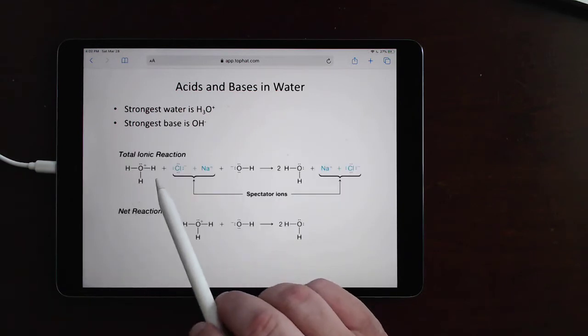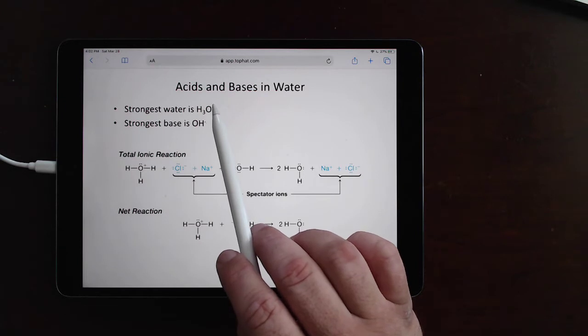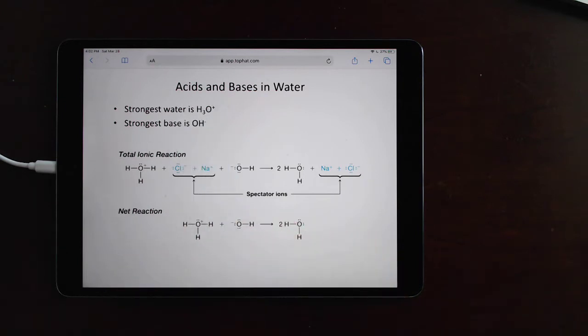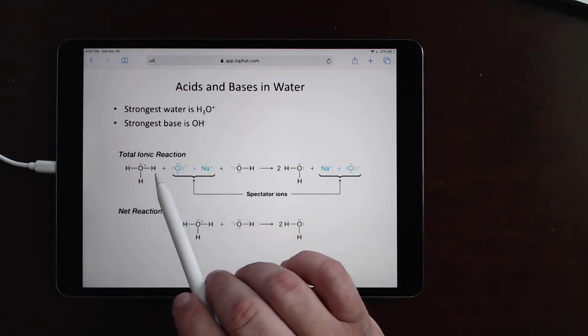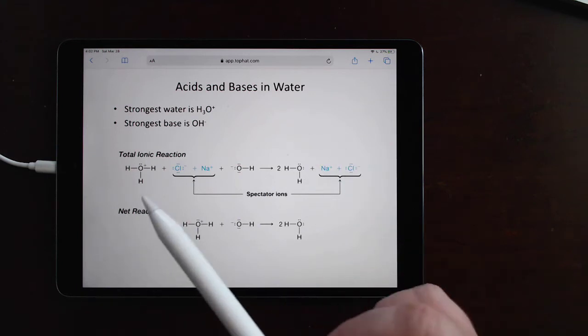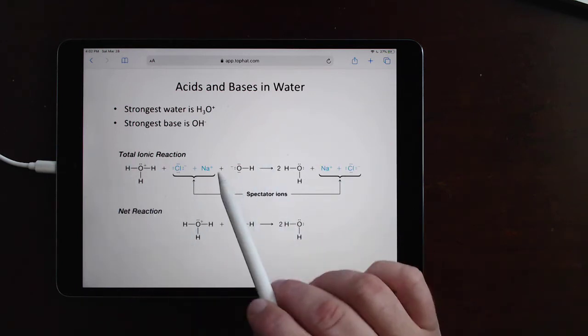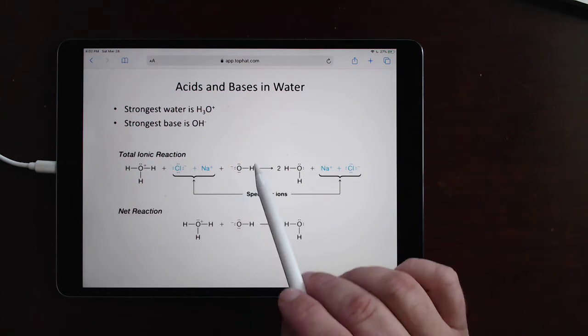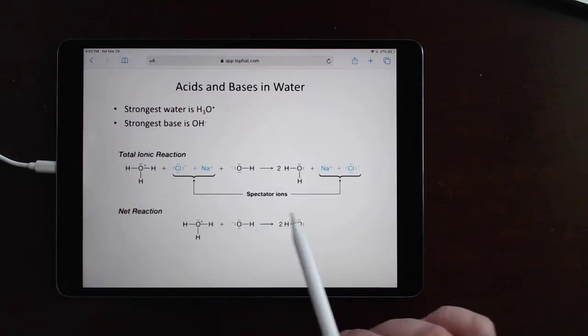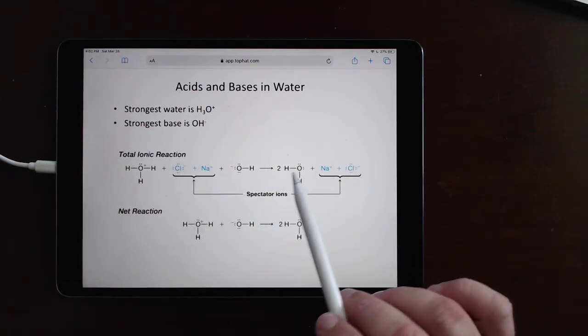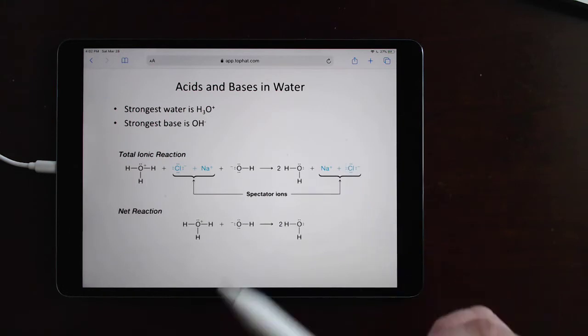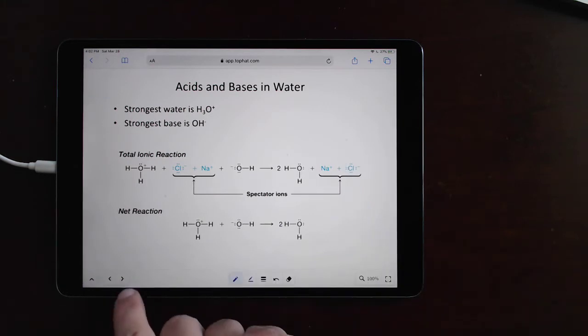If you run a reaction, they're going to react with the water, and then the hydronium is going to react with the hydroxide to make two molecules of water. And the NaCl is just going to be spectator ions at that point.